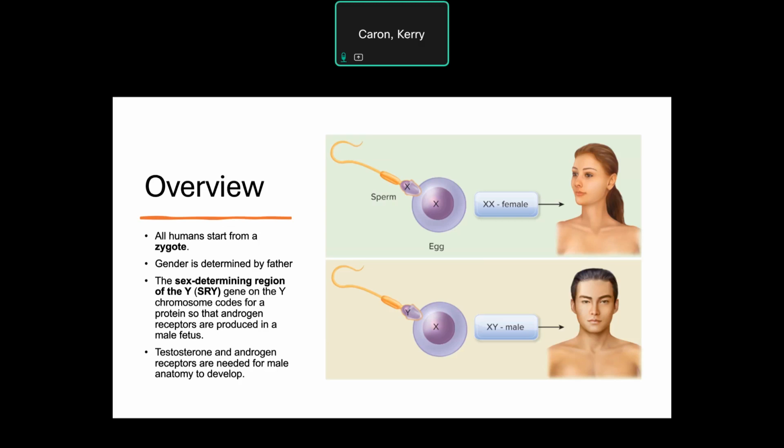For male, he has X and Y. So he can donate either the X or the Y. So gender is determined by the father since the female has no Y to donate.